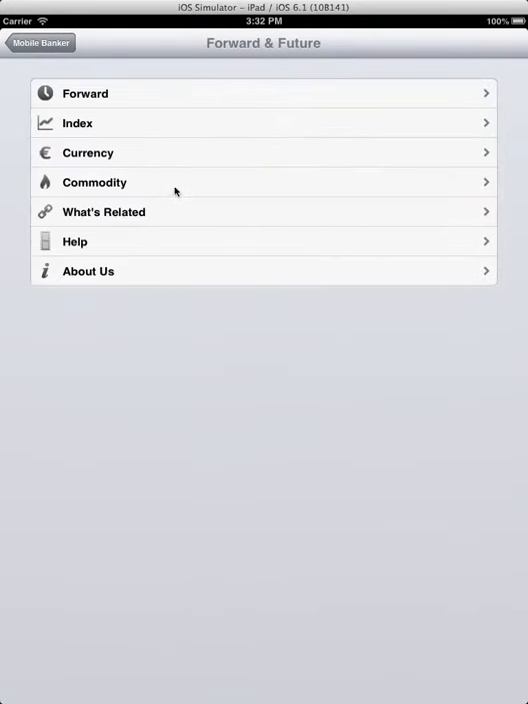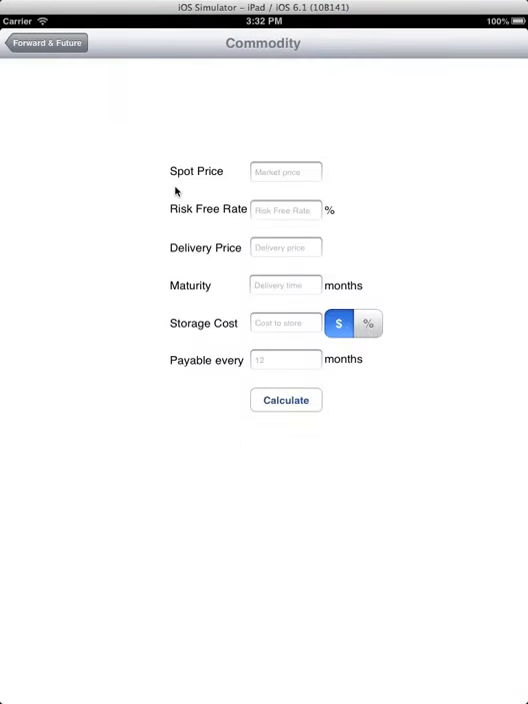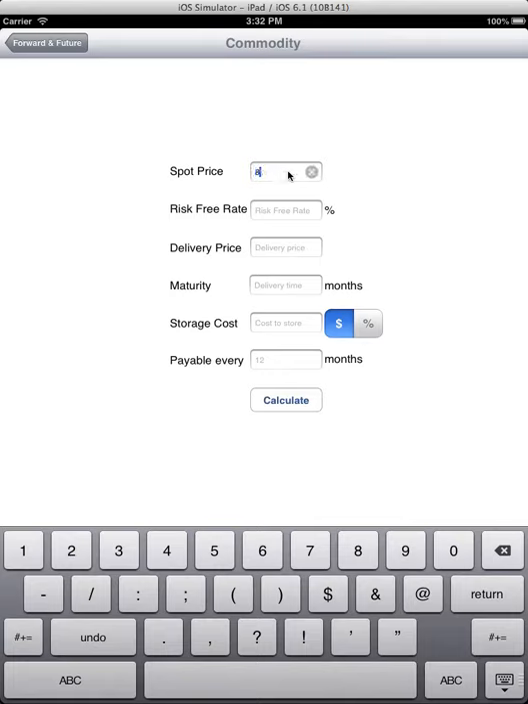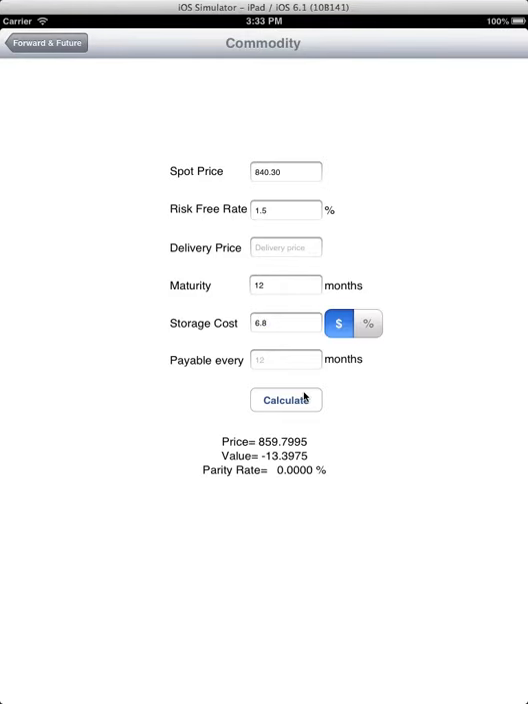Now let us consider commodity. Commodity is 840.30, 1.5. Maturity in 12 months. Say storage cost is 6.8, and this is what we receive.